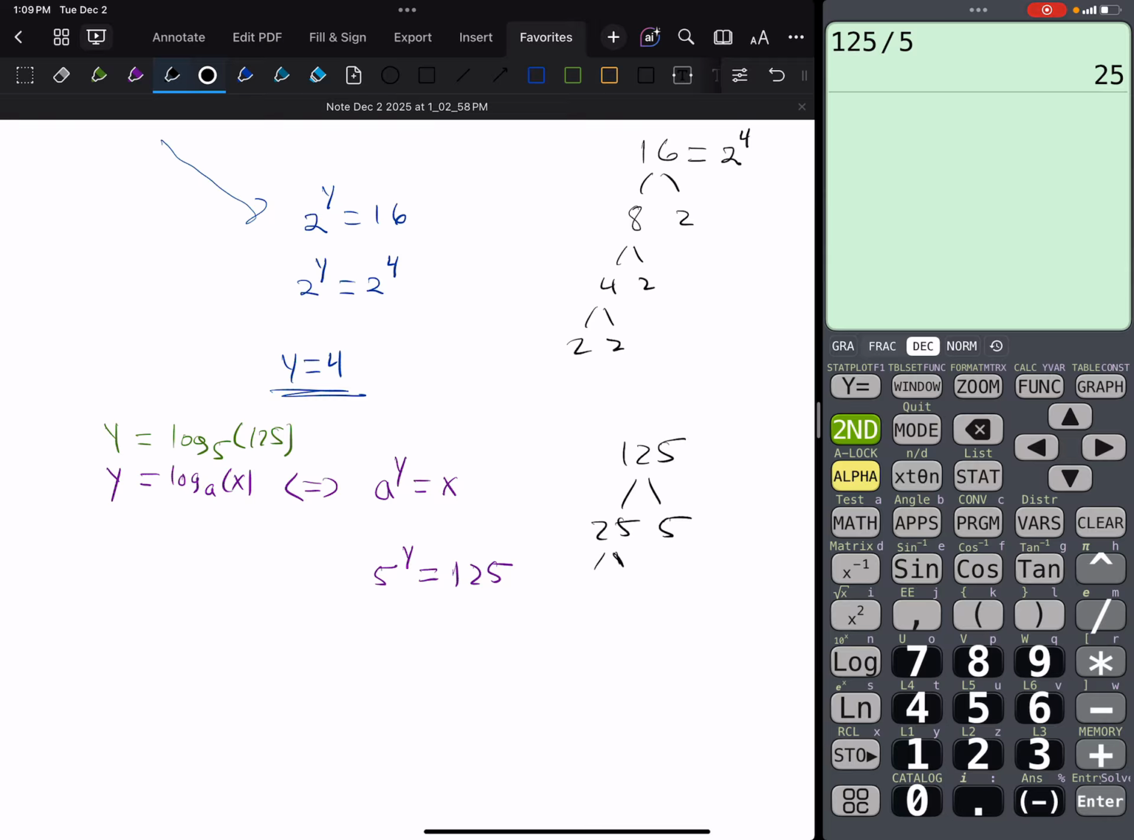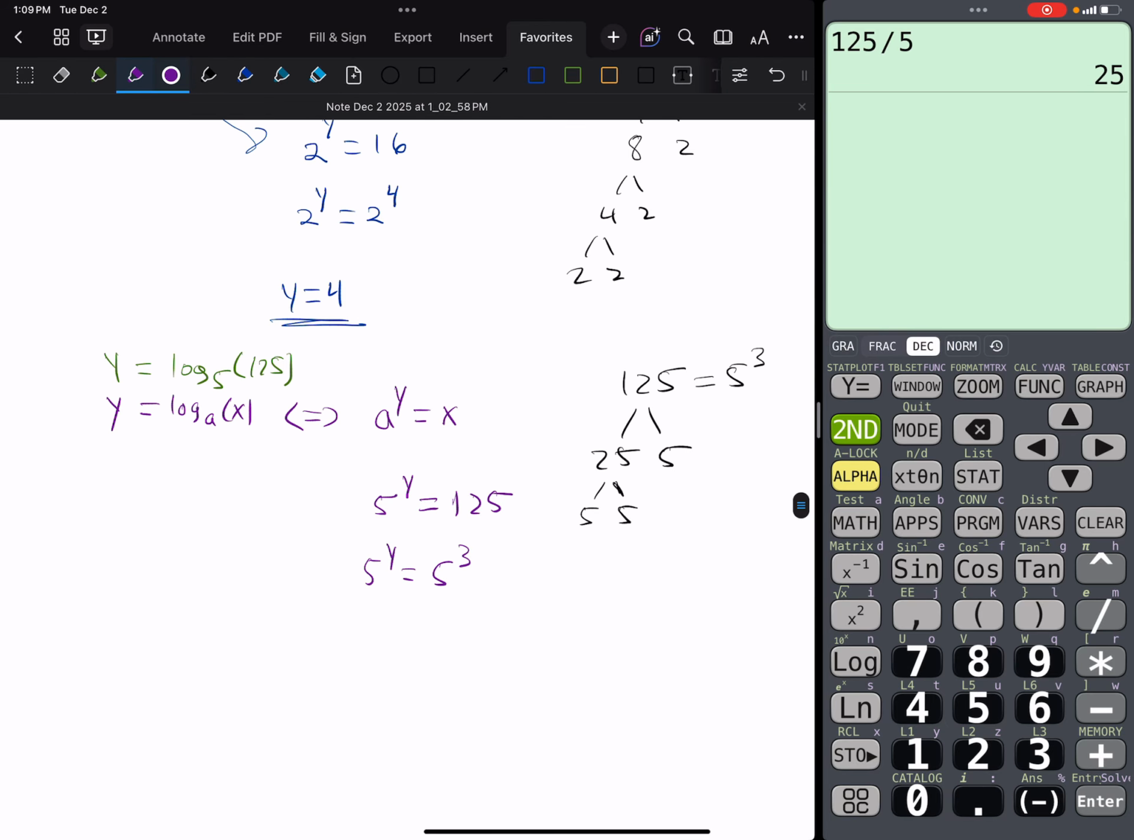And 25 is 5 squared, so I've got 5 times 5 times 5. That's 3 fives multiplied together, which is the same thing as 5 cubed. And so what I have is 5 to the y equals 5 cubed. The only way for that to work is for y to equal 3.